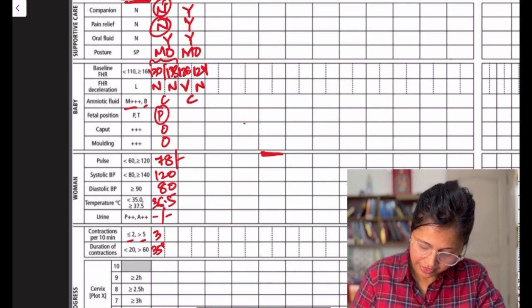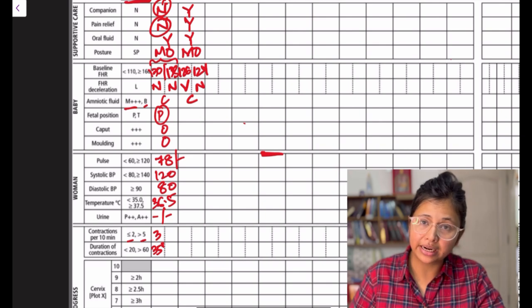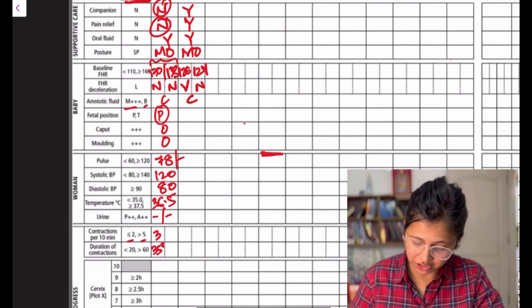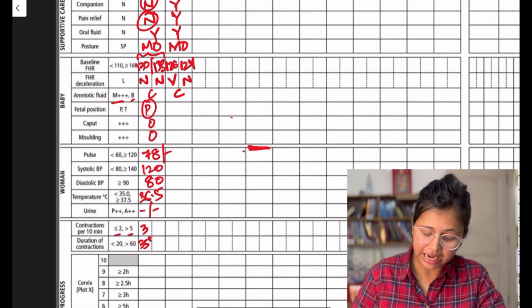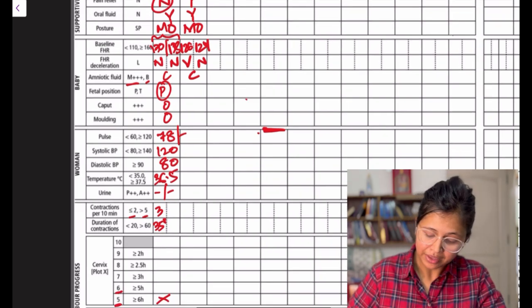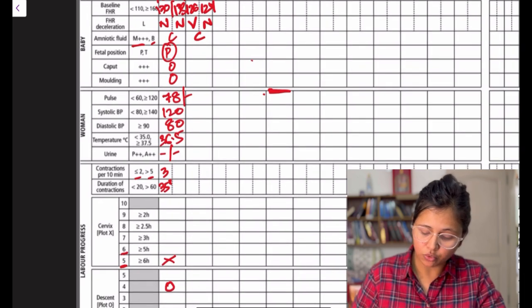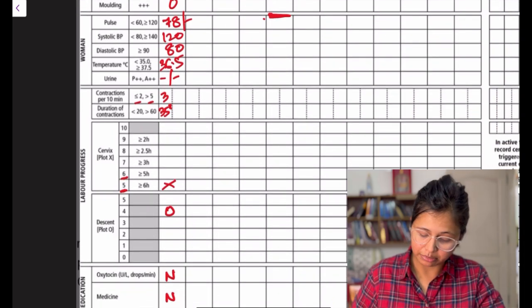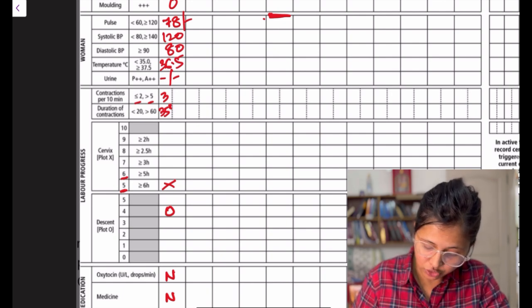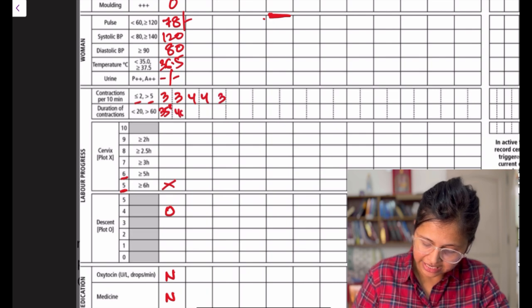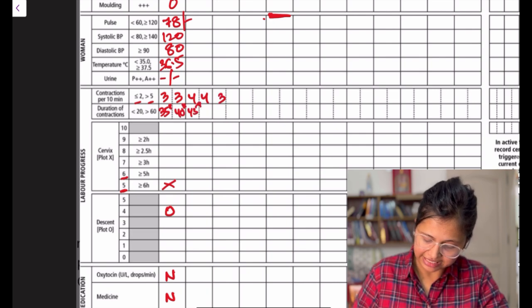Fetal position, I'm not monitoring. I will only do it at the time of my next reassessment, which is 4 hours later. So this I cannot comment upon. Fetal position, caput and molding cannot be commented upon right now. And again, 4 hours later, we will do the pulse rate and BP monitoring of the patient. Contractions, although we need to keep monitoring every half hour. So this will continue. So 3, 4, 4, 3 and going at say 40 seconds, 45 seconds. So this is going on.